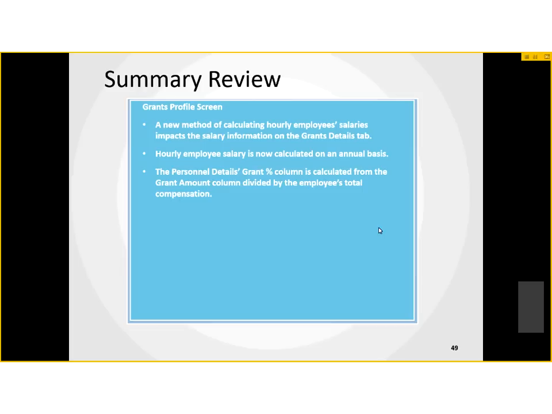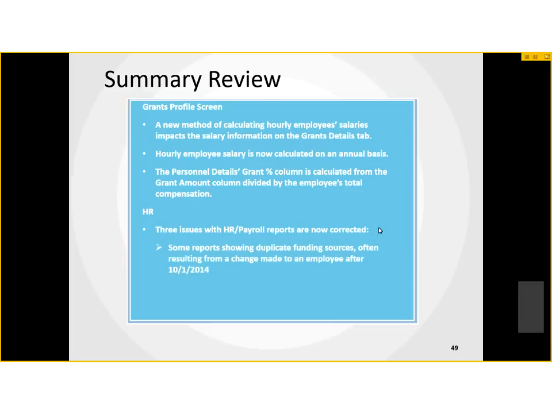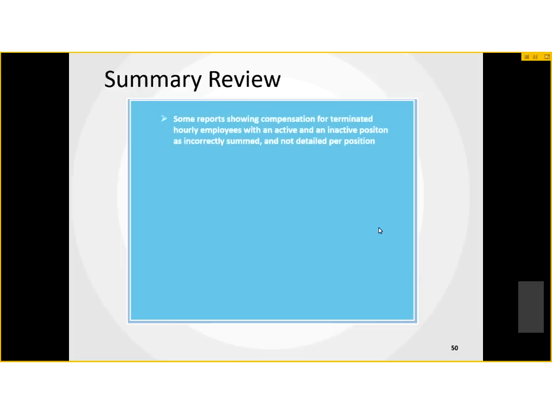And that information impacts what you see in the grant percentage column on the personnel details, there on the grant details tab. So with HR, we had 3 problems that are corrected: the duplicate funding sources, the positions with known incumbents displaying none, and the report showing comp where they were basically combining active and inactive compensation, so incorrectly summing that. Those have all been corrected.